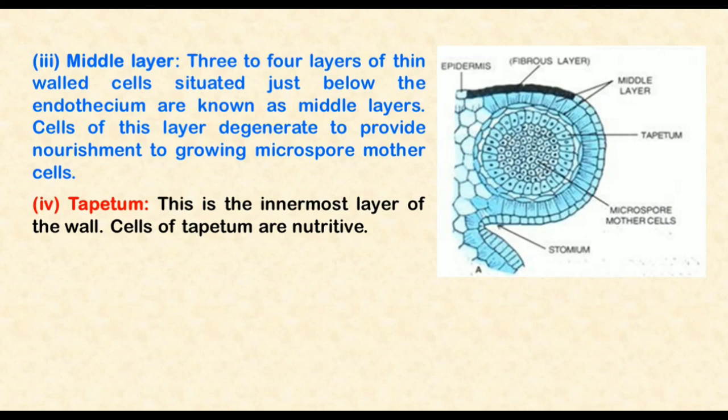Here in this figure you can see different parts. The outermost layer is the epidermis. This one is the endothecium. These three layers are the middle layer, and innermost is the tapetum, and here sporogenous cells are present.